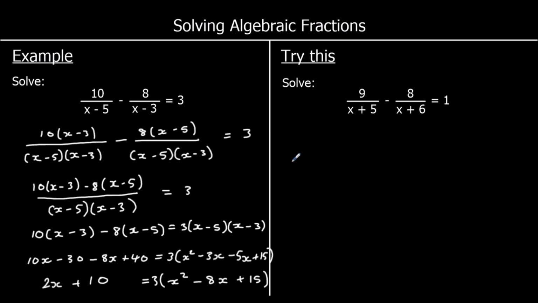And one for you to try. So pause the video and give this a go. So again, we're going to add the fractions or take them away first. So we're going to make the denominators the same. So I'm going to multiply top and bottom of my first fraction by x plus 6, and then top and bottom of my second fraction by x plus 5.